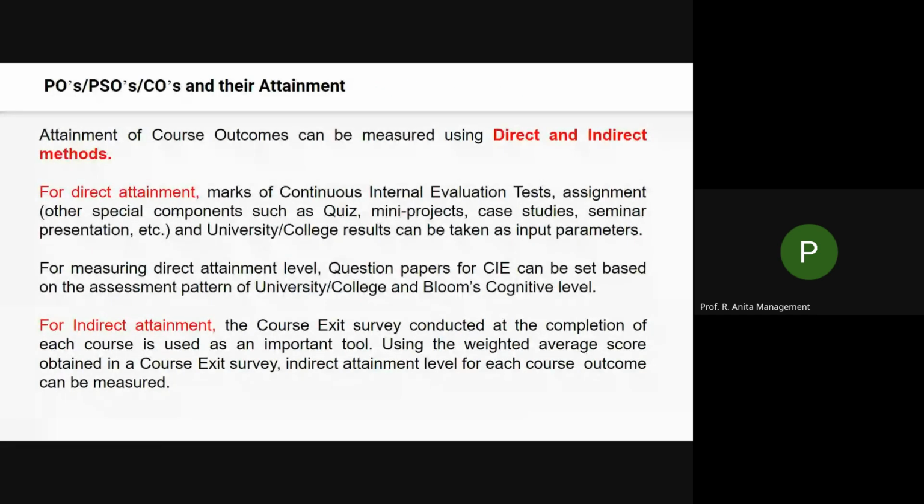Now, attainment can be direct or indirect. Direct attainment is where you conduct an internal assessment and your external evaluation is done. Indirect is where you take an exit feedback. Based on that, you give a weightage for direct and indirect, and some weightage for exit feedback. How much is it, 10% or 20% that you're going to give? Based on that, you evaluate the course outcomes.